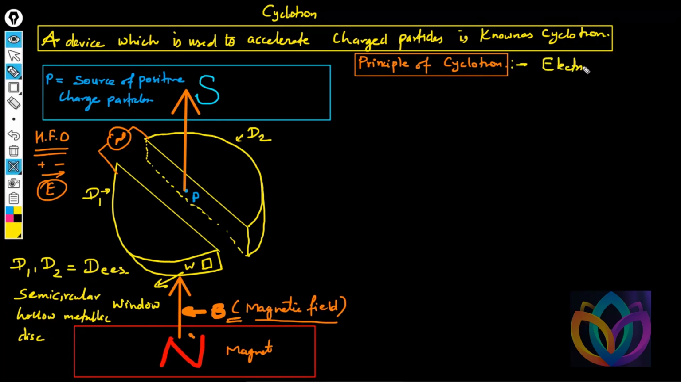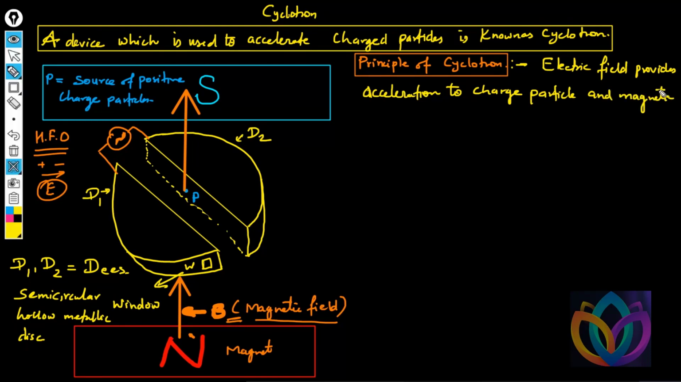Electric field provides kinetic energy, or you can say provides acceleration, to the charged particle. And magnetic field provides circular motion to the charged particle.